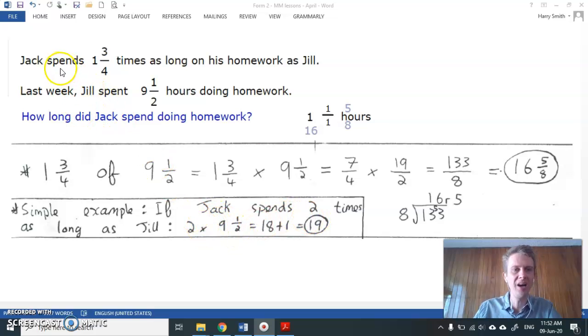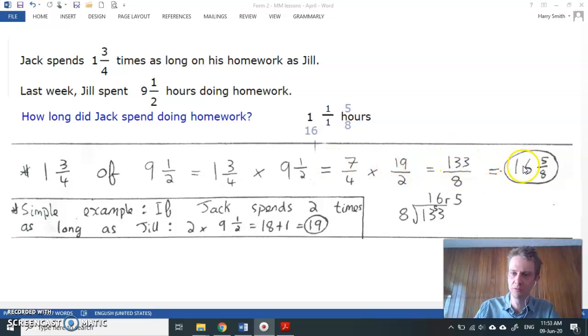What actually happens in this example, it says Jack spends 1 3/4 times as long on his homework as Jill. So we're going to do 1 3/4 times 9.5. Always look for your simple example, boys and girls. You should know those steps. We've converted from mixed numbers to improper fractions. 1 times 4 plus 3. 9 times 2, 18 plus 1 is 19.